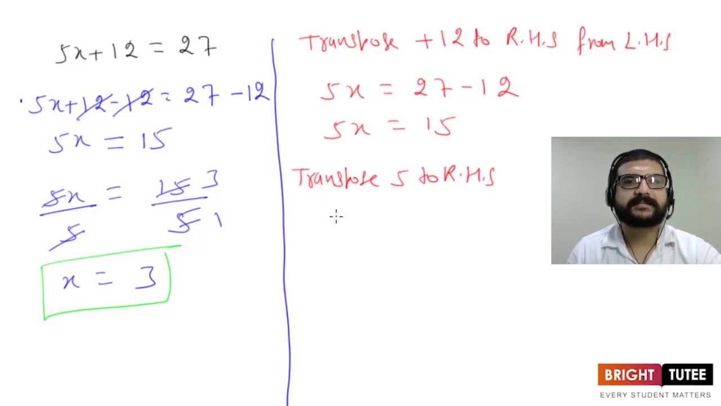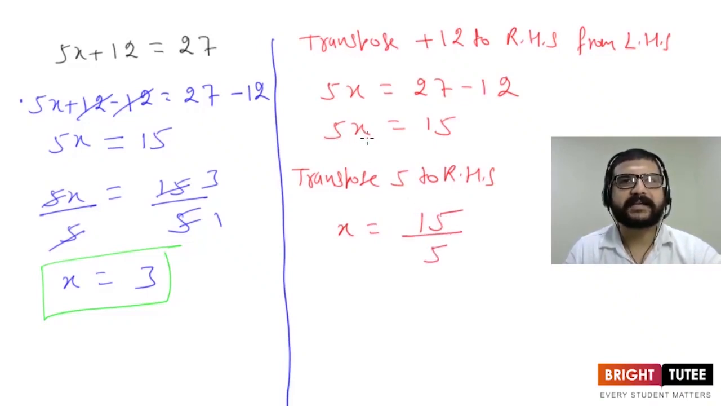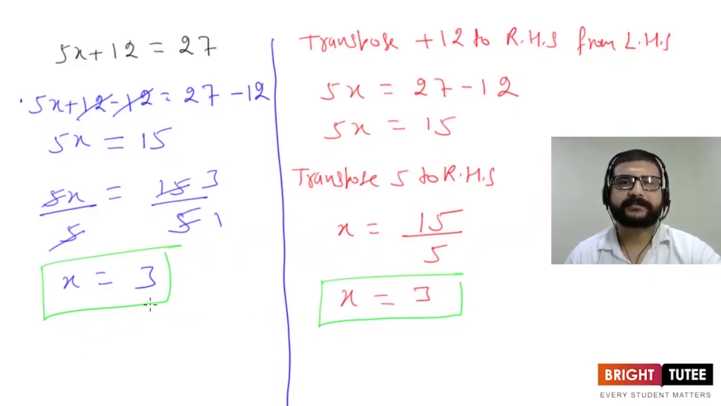Now this gives us x is equal to 15 divided by 5, because 5 was multiplied with x here, so here it will be divided by 15. So we will get x is equal to 15 upon 5, which is 3. Hence the value of x we are getting from here also is 3. Hence the final solution of the equation is x is equal to 3.